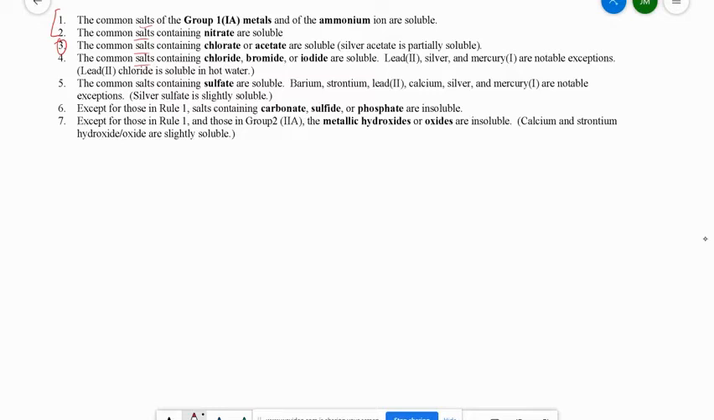Now, here's where we start getting some of these that have exceptions. So you're going to have to read the rest of this. So these first 2 are all the time, right? If you have a group 1, or you have ammonium, or you have nitrate, those are always going to be soluble. The rest of these have exceptions, which is why we could come back to this solubility chart all the time to look at.